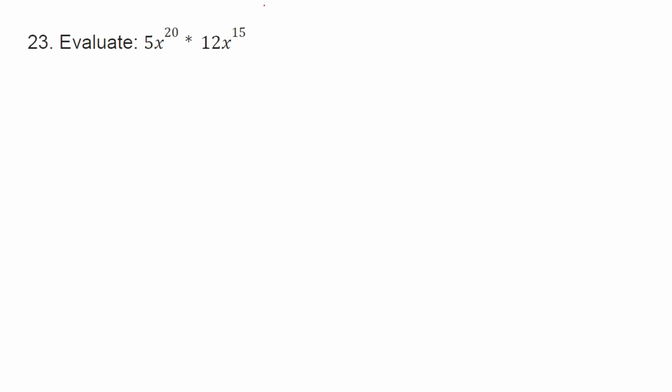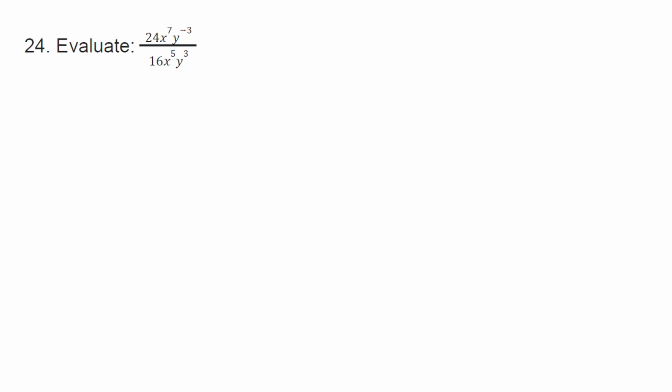This one is under the exponent product rule. And what do we do in product rule again? We add the exponents. However, for the coefficients 5 and 12, since this is multiplication, we have to multiply them. What's 5 times 12? That is 60. Next, you copy the base x. What are the exponents? 20 and 15. So 20 plus 15, that is 35. And that's why the answer here is 60x raised to 35. Okay, let's proceed.